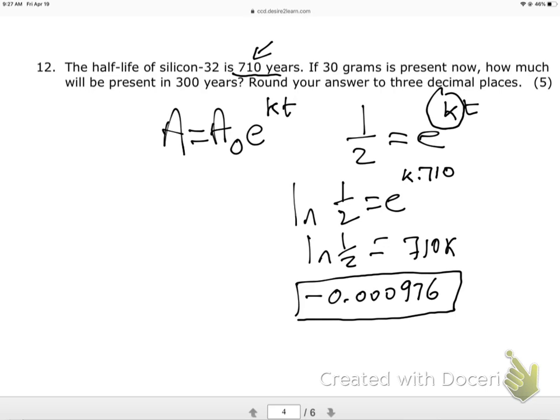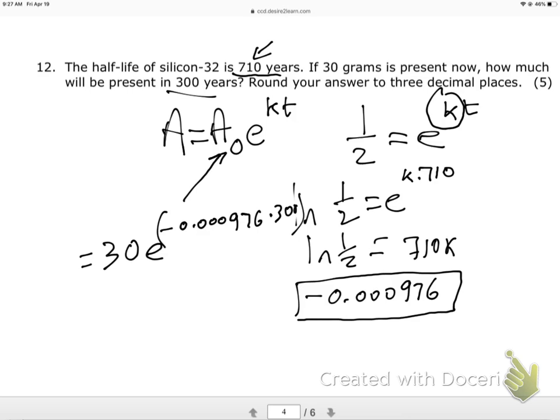Now, how much in 300 years, if 30 grams is present now, how much is present in 300 years? So again, that's where 30 is. If 30 is present now, that's now. Our growth rate is all of this, or decay rate, sorry. There's t. Oh, in 300 years, right. I'm actually going to write 300 there. I don't have to log both sides here. I'm literally just putting 300 there.